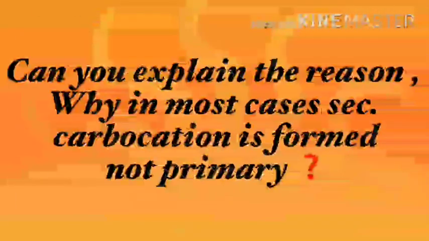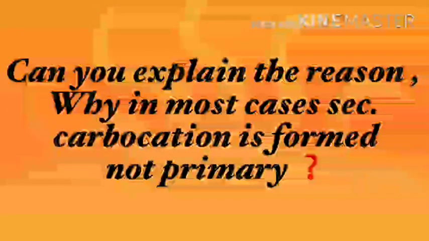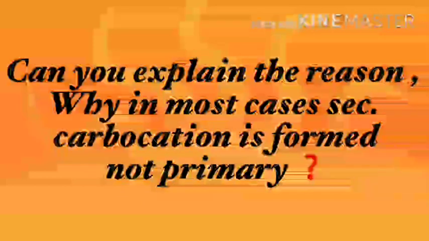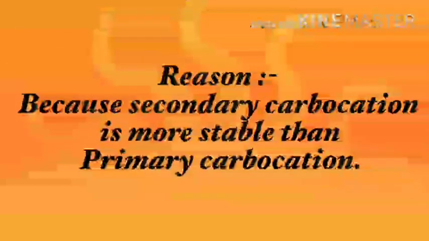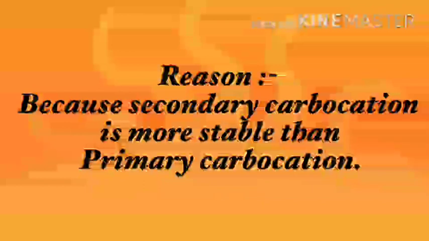During the reaction, two types of carbocations can be formed. One, secondary carbocation, and second, primary carbocation. Secondary carbocation will be formed when hydrogen ion joins the terminal carbon atom, that is the carbon atom which is located at the end. And primary carbocation will be formed when hydrogen ion joins the central carbon atom. Can you explain the reason why in most cases secondary carbocation is formed, not primary? This is because secondary carbocation is more stable than the primary carbocation.